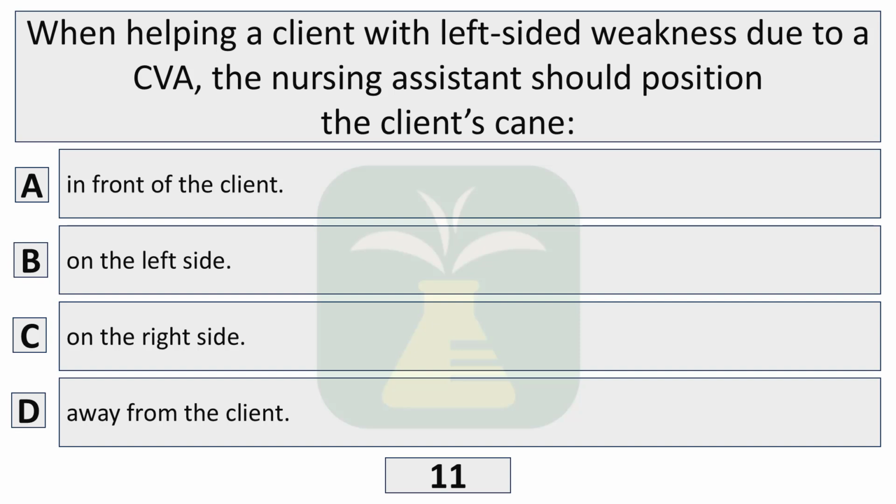When helping a client with left-sided weakness due to a CVA, the nursing assistant should position the client's cane A, in front of the client, B, on the left side, C, on the right side, D, away from the client.